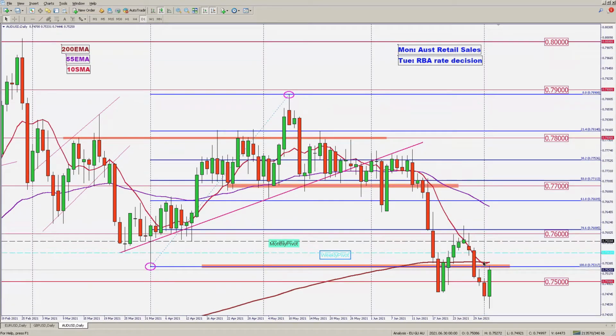And above that is the daily 200 EMA as well. So that's going to provide additional resistance there. Monthly pivot for this new month is already lower at 0.7584.